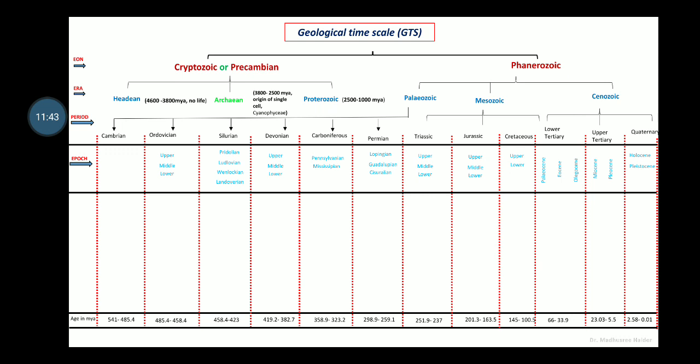oldest period in the Paleozoic era, started from 485.4 million years and ended in 541 million years. So that is the approximate age of each of the geological periods.